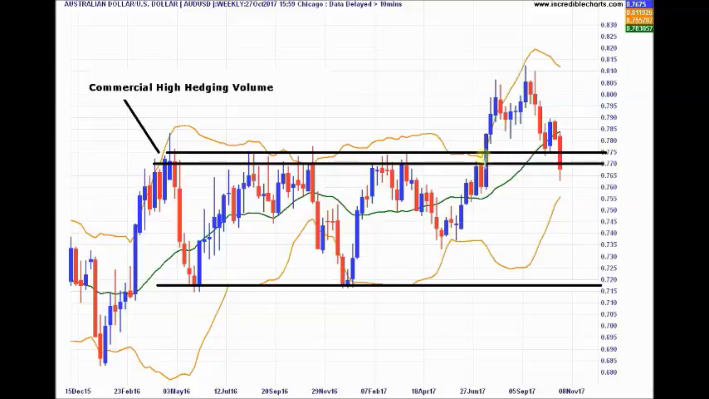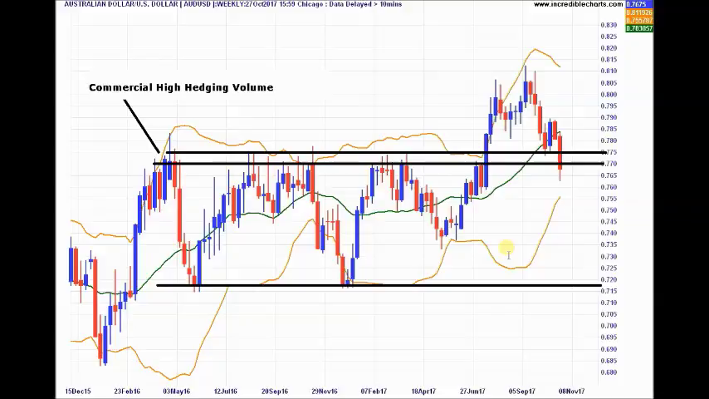Now, we do actually break through, okay? But when we break through up here, above 79, this is where the commercials really build up their shorts. So they start to go aggressively short. This high hedging volume here, it gets really high up here. Then we tumble back, and we're now below 77.